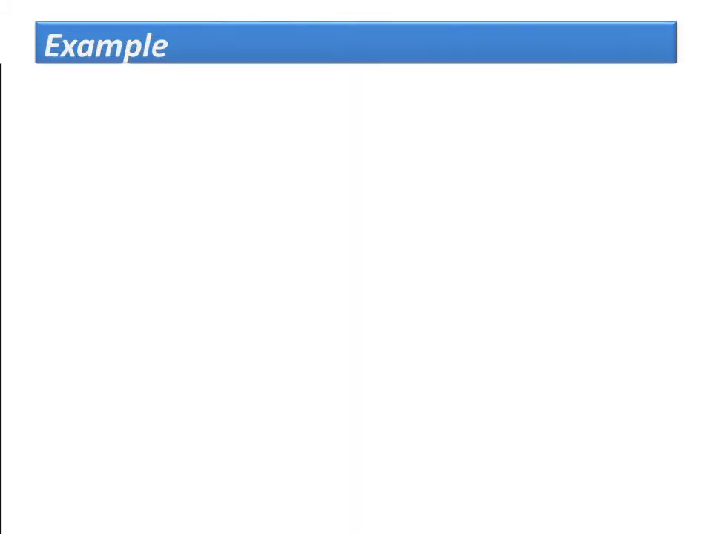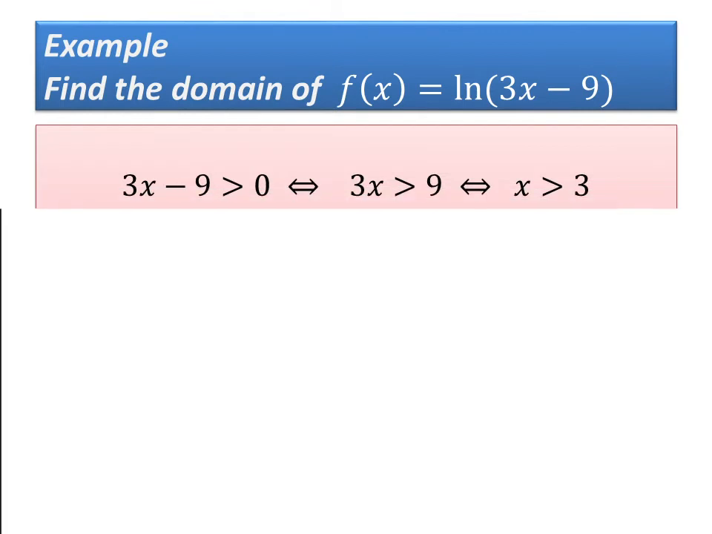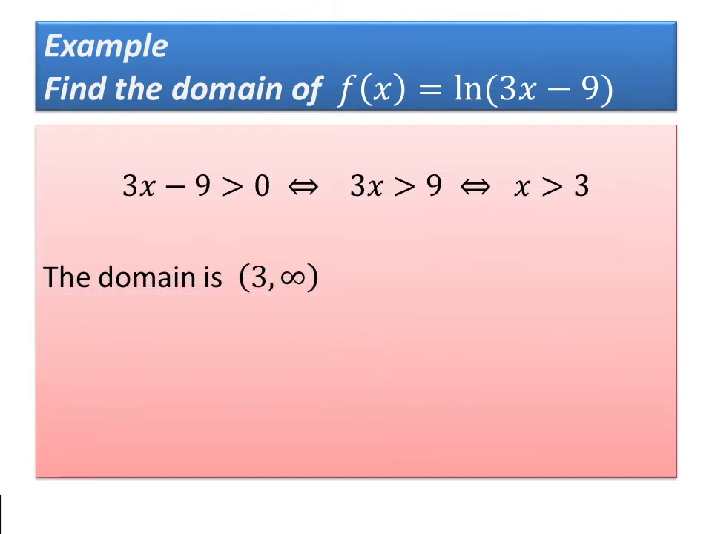Example, find the domain of the function f of x is equal to ln of 3x minus 9. So the domain, as we know, should be anything which makes 3x minus 9 greater than 0. Adding 9 to both sides, we have 3x is greater than 9. Now, dividing both sides of the inequality by 3, we get x greater than 3. So the domain of the given function is the open interval from 3 to infinity.